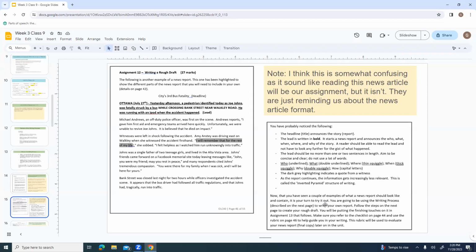So now that you've seen a couple of examples of what a news report should look like and contain, it's your turn to try it out. You're going to be using the writing process, which we just kind of reviewed, to create your own report. Follow the steps to create your rough draft. You'll be putting the finishing touches on it in assignment 13. Make sure you refer to the checklist on page 44 and then use the rubric on page 46 to help guide your writing. This rubric will be used to evaluate your news report later on in the unit.